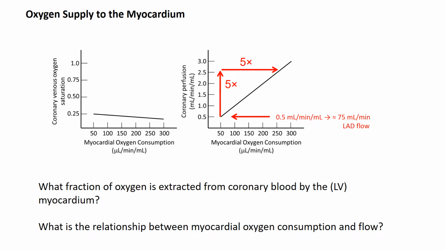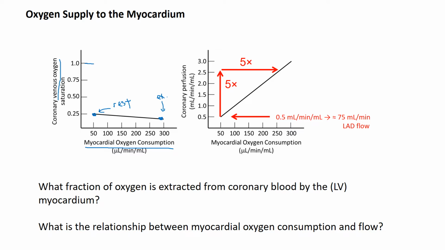The first concept is shown by a graph over here of the oxygen saturation in the coronary venous blood. The x-axis is the myocardial consumption rate, which increases as the heart works harder during exercise. Somewhere down here at low myocardial oxygen consumption is the resting state. Then up here for very high values of oxygen consumption, the heart is working very hard. The y-axis, like I said, is venous oxygen saturation.